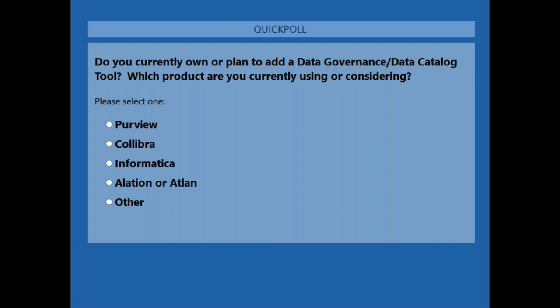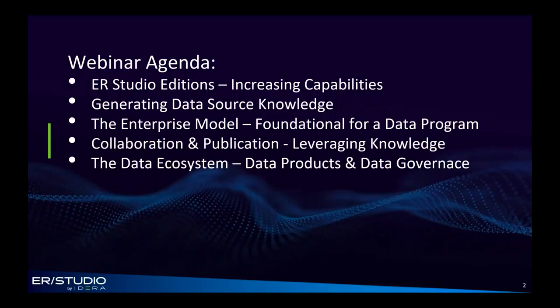Again, very level, actually. Let's give it a few more seconds for everyone. Interesting. Actually, Collibra and Informatica are the leaders in this poll, followed by Purview. So probably no big surprises there. Fairly even split again. I've got two more, which I'll do really quickly.